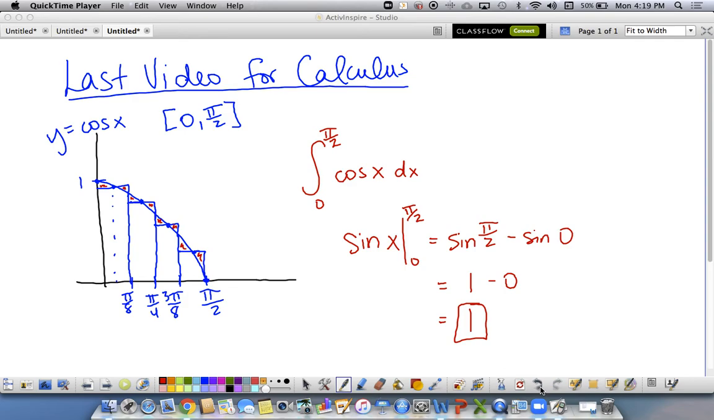When they used the midpoint rectangles, they got 1.0065. It was very close, very accurate. We can find the exact value. That's all we're going to do today.